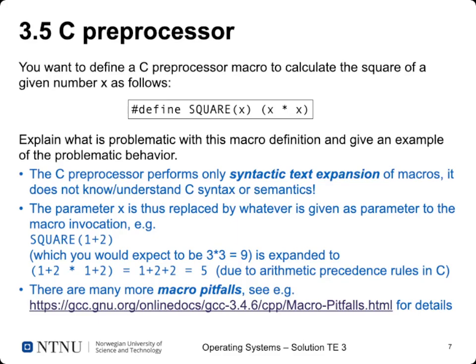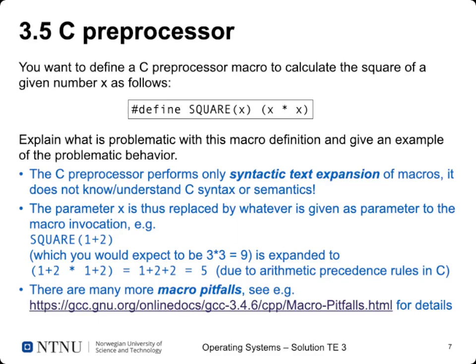This would be evaluated to 4. That would be fine. But of course, we are also allowed to put an arithmetic expression inside of the brackets. So we could say square of 1 plus 2. And this is stupidly expanded to what you see here, 1 plus 2 times 1 plus 2.